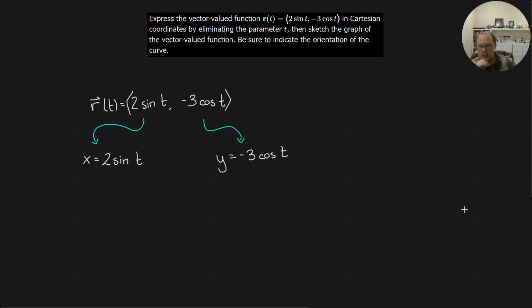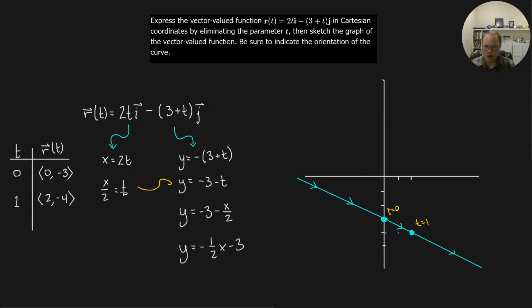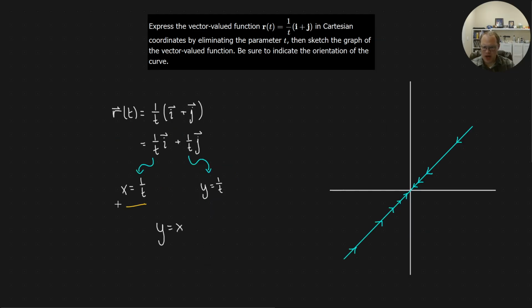But in this case, there's not an obvious way to isolate the t. In the previous two, we were able to isolate the t in one of the equations and then plug it into the other equation. In our second example, it just so happened that both x and y were equal to the same value, so I was able to set them equal to each other right away.